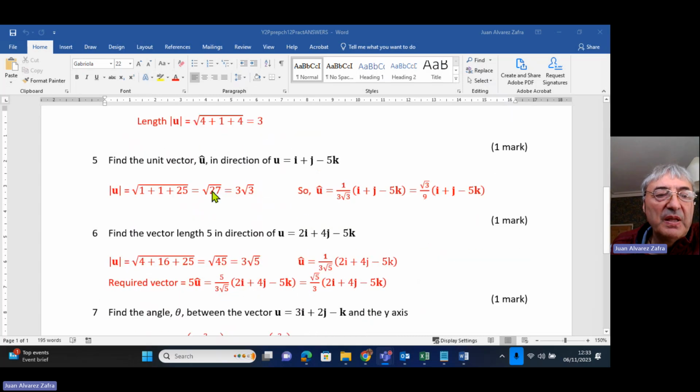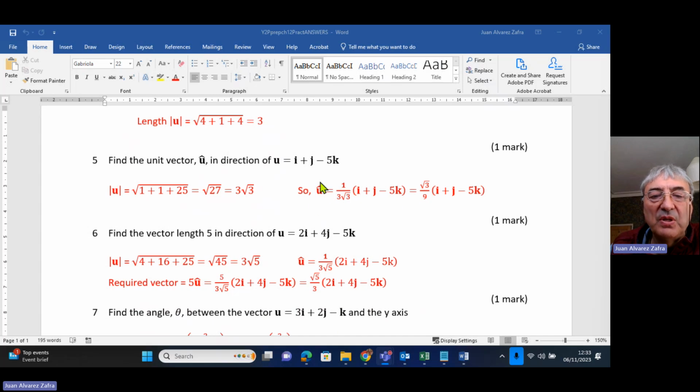And then question 5, find the unit vector u hat. So a hat indicates that it's in the direction of u, but has a length of 1. Given that u is i + j - 5k. So what we need is the length of the vector u, which in this case is root 27 or 3 root 3. And so the unit vector in the direction of u will simply be the u vector divided by the length of u. So we're dividing by root 27 or dividing by 3 root 3, which is the same as multiplying by root 3 over 9 if we rationalize the square root of 3 at the bottom.